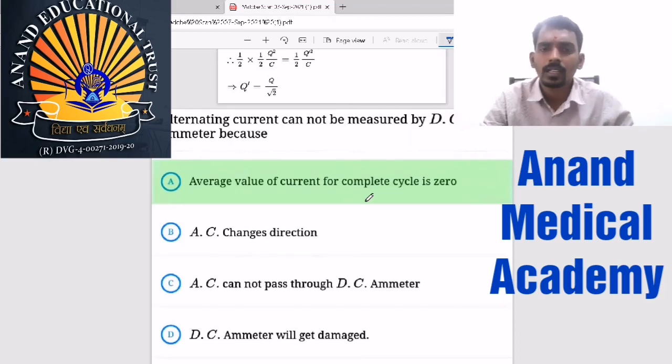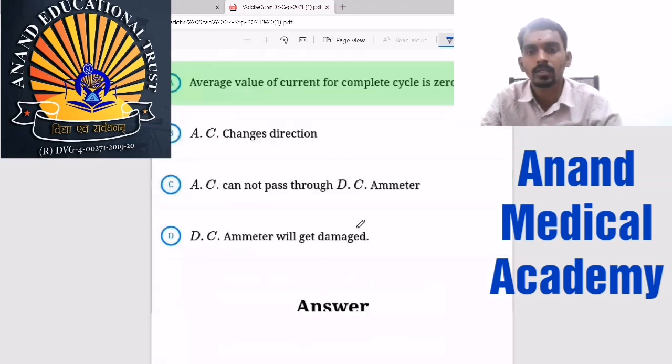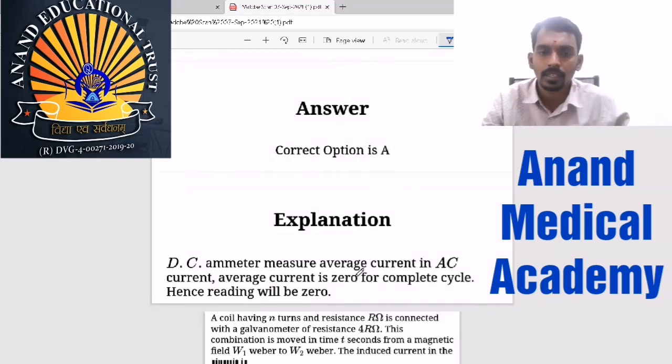Alternating current cannot be measured by a DC ammeter because DC means a direct constant current, but alternating current keeps on changing. So we have to take the average value, and if you take the average value, that is zero for alternating current. That's why the DC ammeter cannot measure it. But it's a direct conceptual based question. So here they have given a clear explanation.